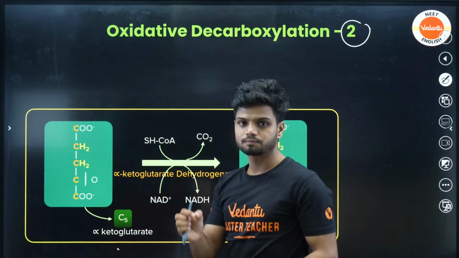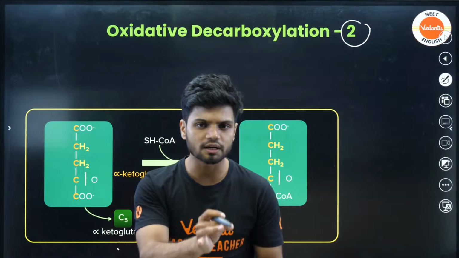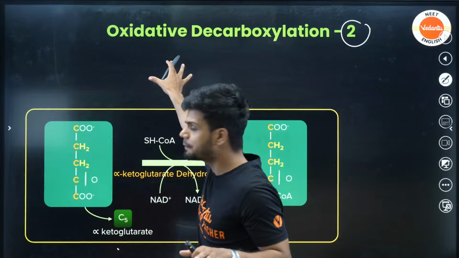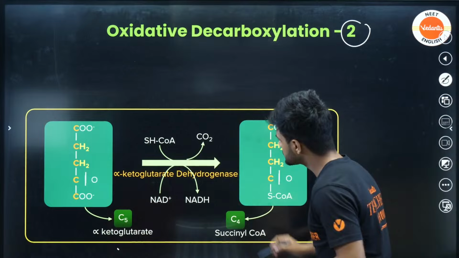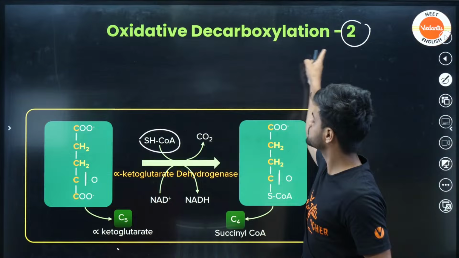Students, remember there was a NEET question: how many oxidative decarboxylations happen in the Krebs cycle? The answer is 2. Two oxidative decarboxylations happen. Clear? When the second oxidative decarboxylation happens, CO2 is released and NADH is formed.